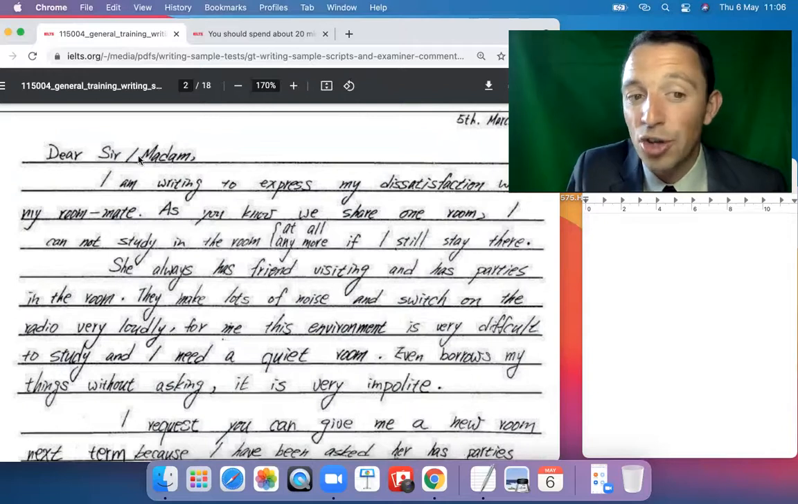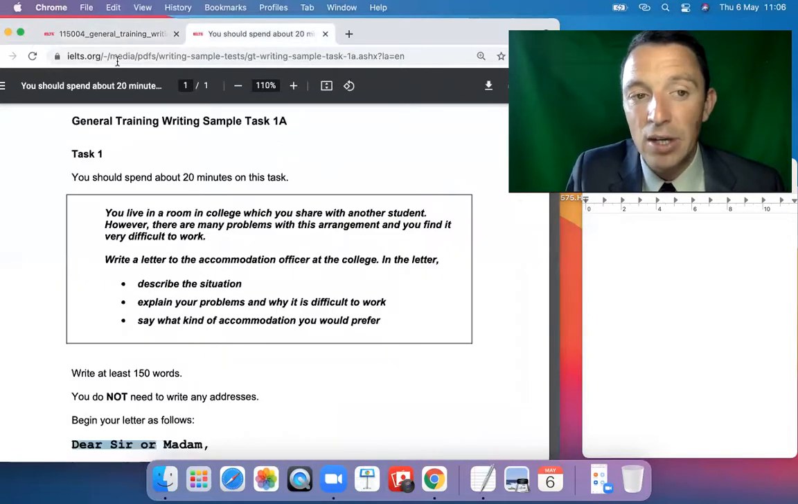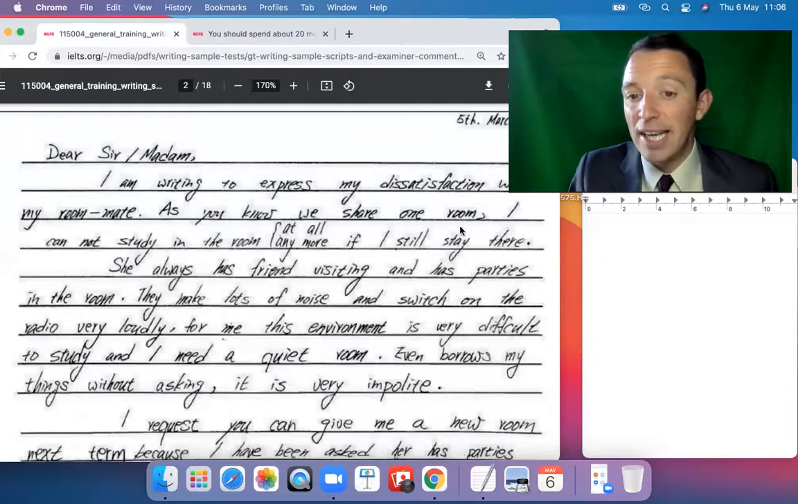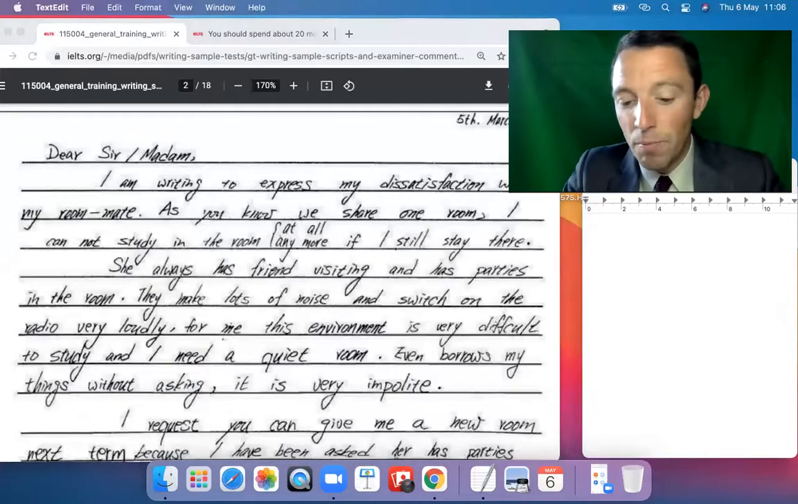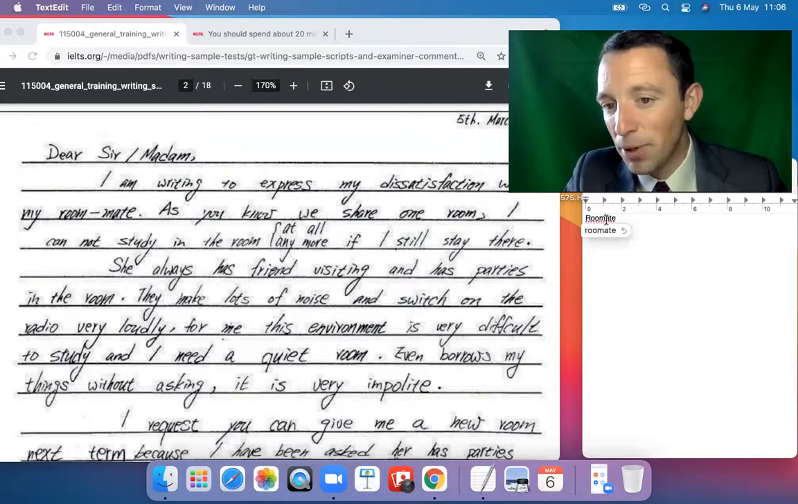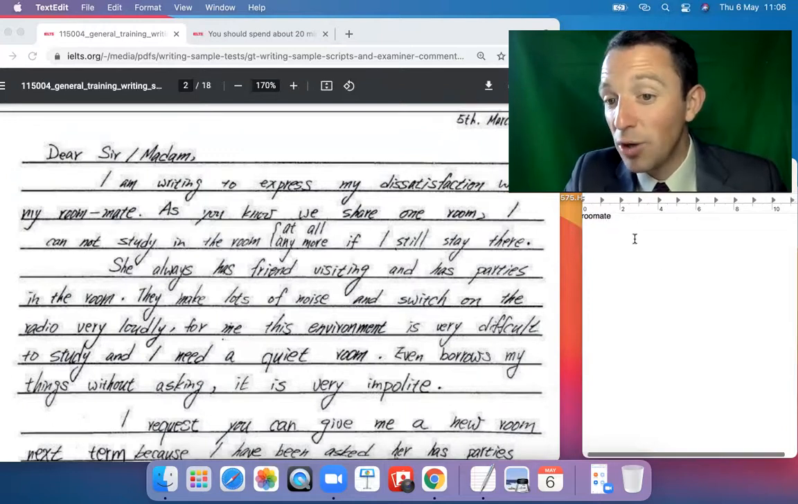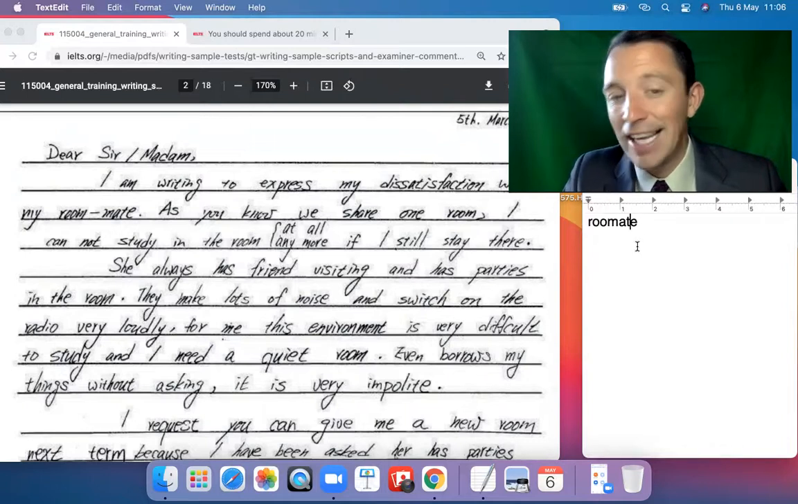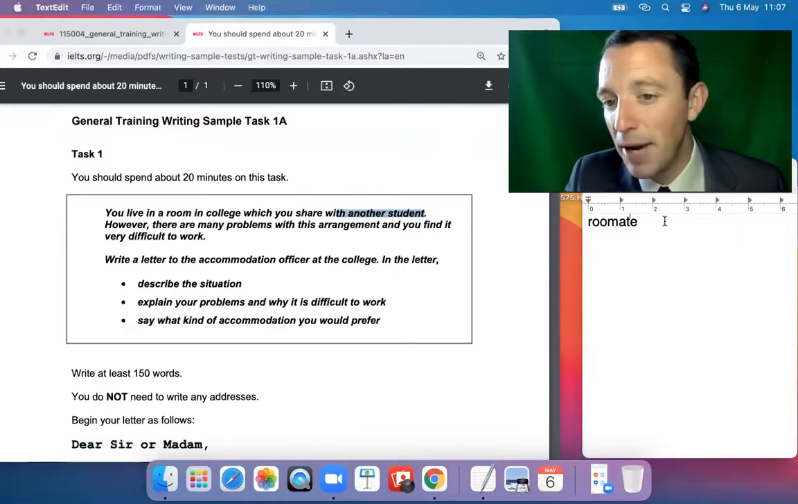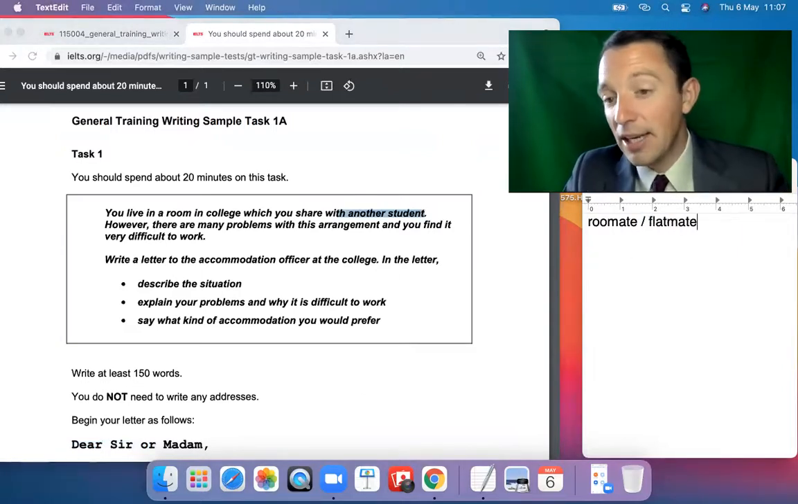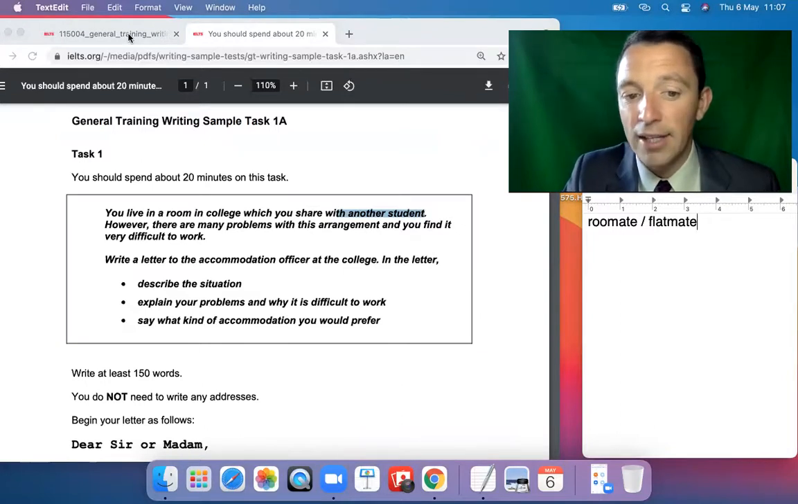So I would say dear sir or madam, and the spelling is okay. I am writing to express my dissatisfaction. For me, that's good. No problem. Very good. With my roommate. And probably, I think roommate, you can maybe have one word. I think that would be an option. But here you can see it's one word. You can also say flatmate, because in the question, they don't mention your flatmate. They don't mention your roommate. So for me, it's flexible. You can say roommate. You can say flatmate. So that's flexible. There's no real problem there.